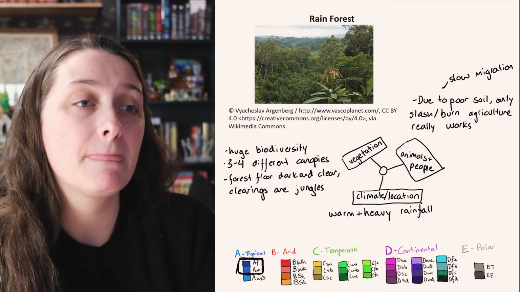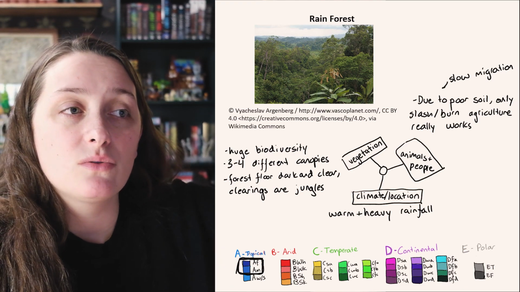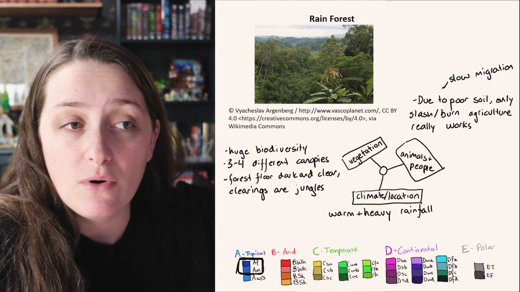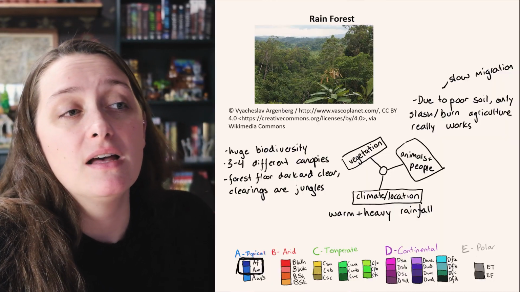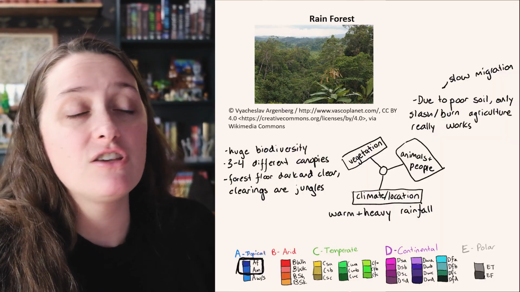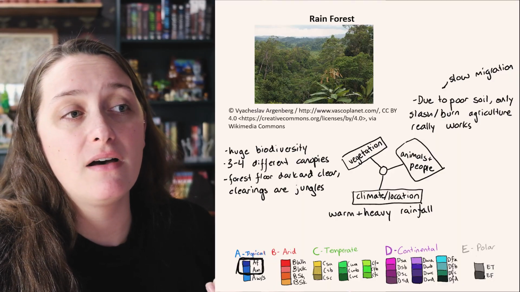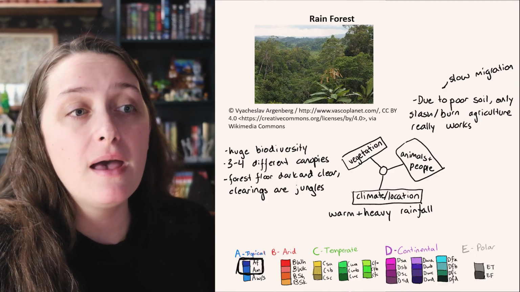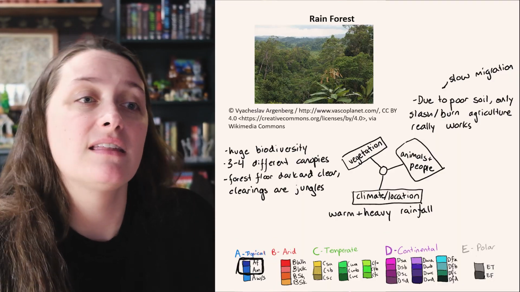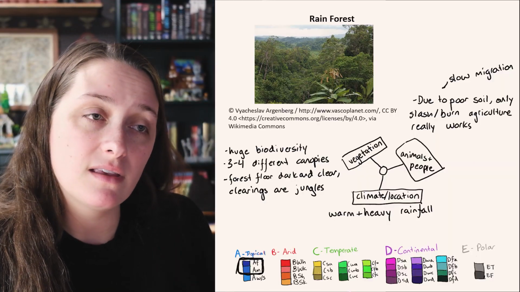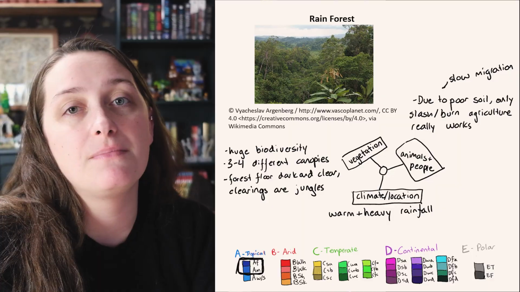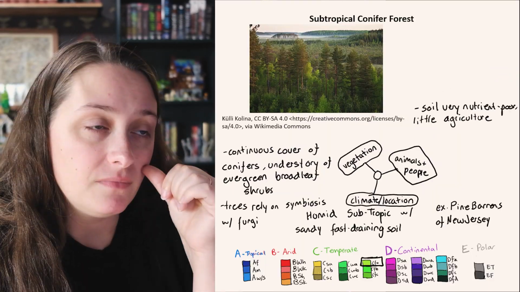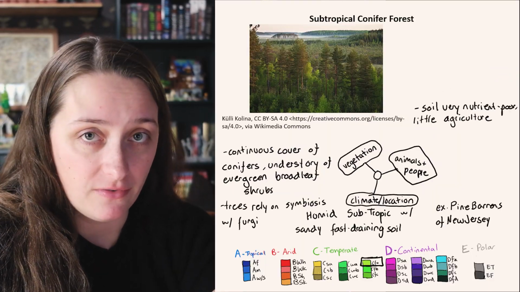Typically, any sort of people that live in rainforests are going to use a slash and burn type of agriculture, where they'll cut down the vegetation, they'll burn it to create a little bit of nutrients in the soil, but then that's only going to last so long, and then they'll have to slowly migrate somewhere else. So you wouldn't really call those people migratory, but they're going to slowly have to move as they deplete the soils in the area. Next, we have a subtropical conifer forest.